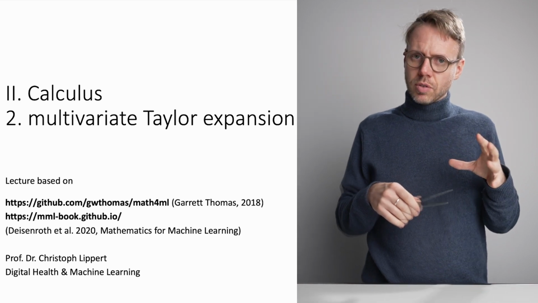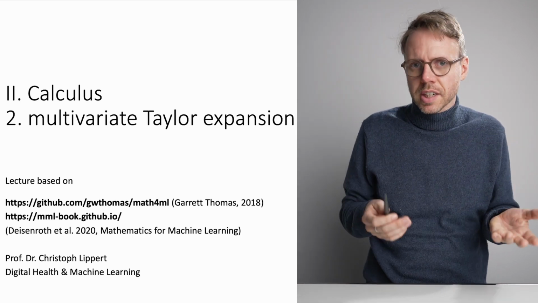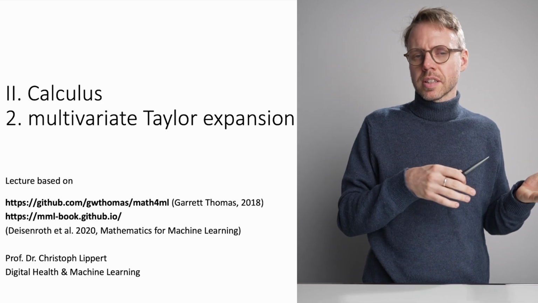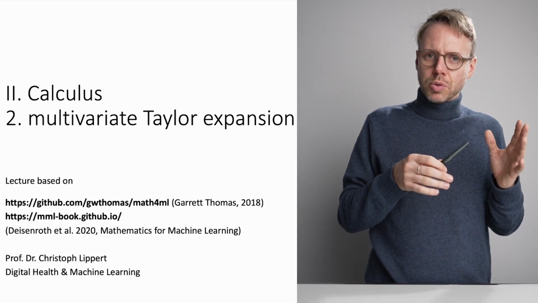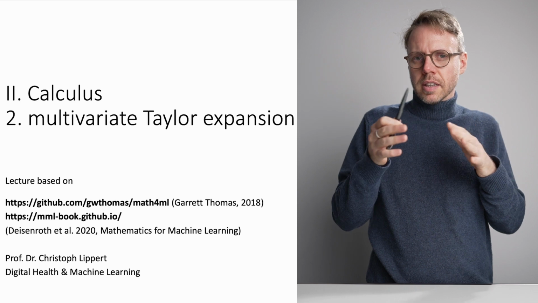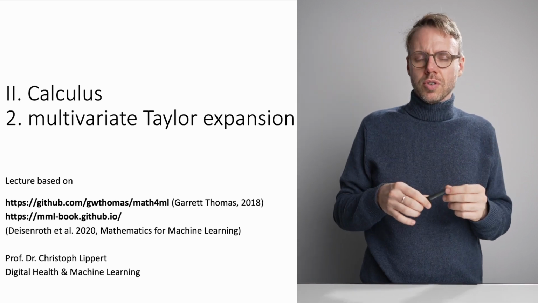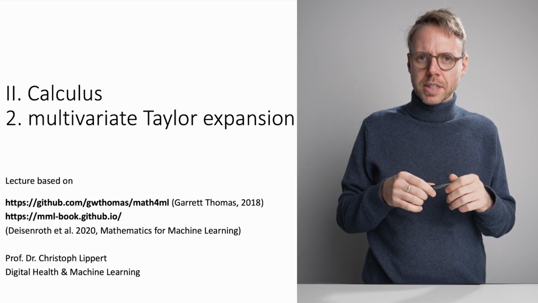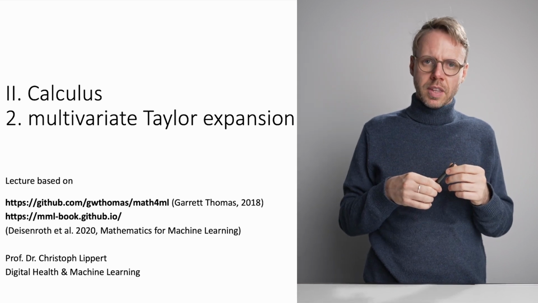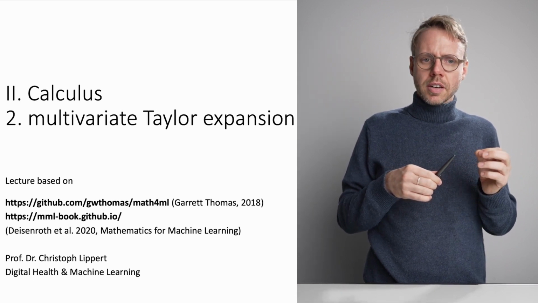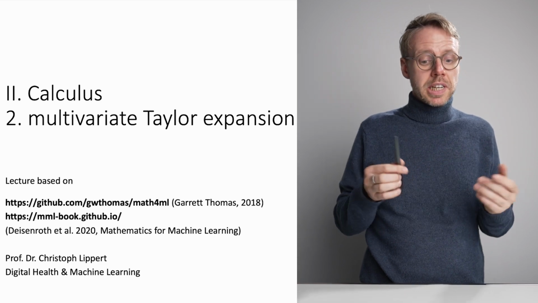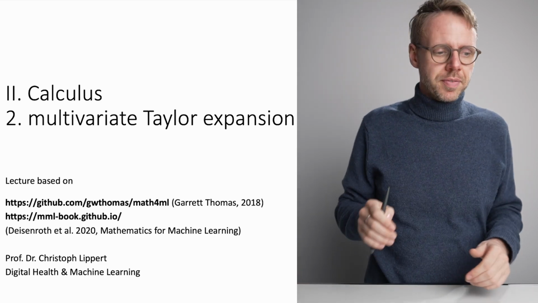Today we'll learn about the generalization of the second derivative, the so-called Hessian matrix, and we'll learn how to use the gradient and the Hessian matrix to do approximations to multi-parameter functions. And well, let's get into the multivariate Taylor expansion.